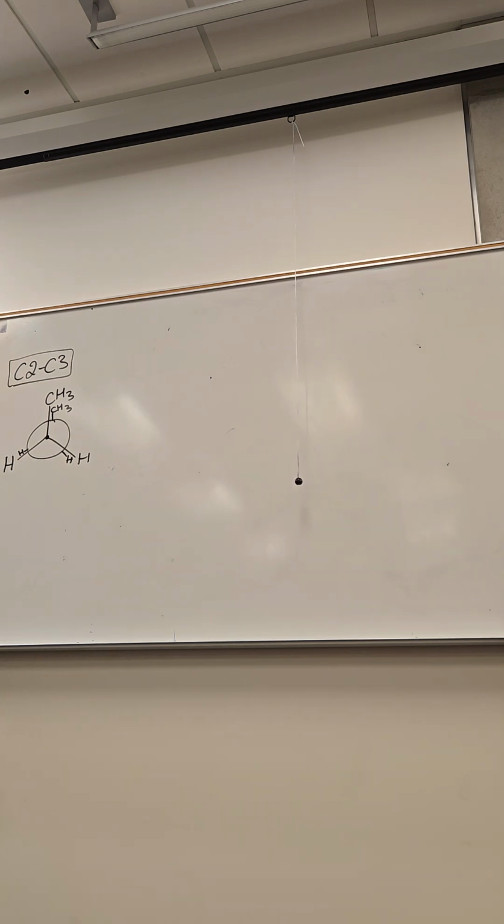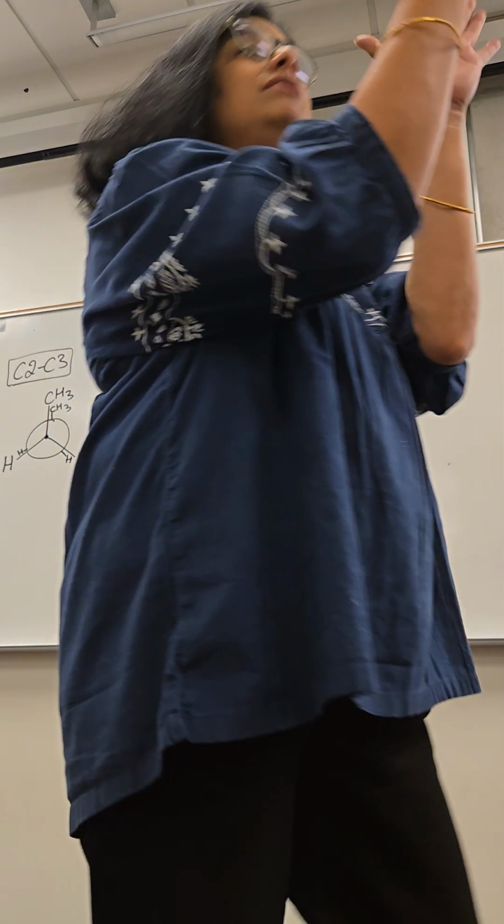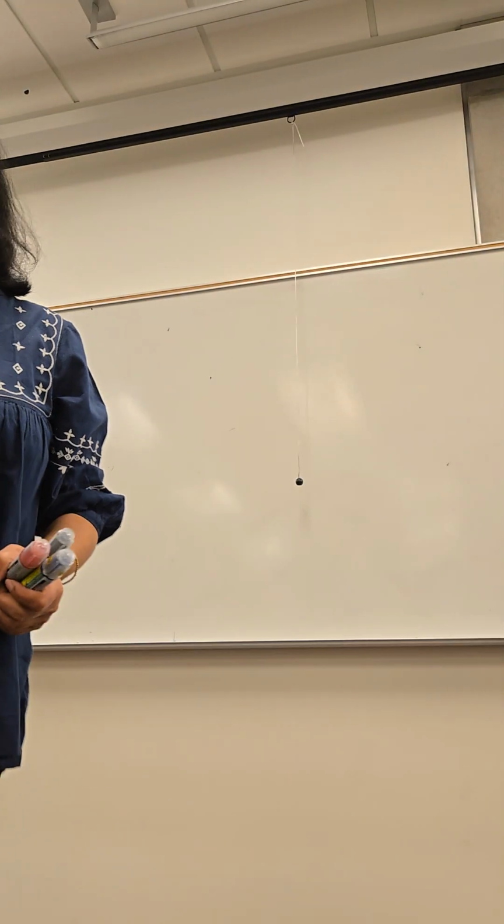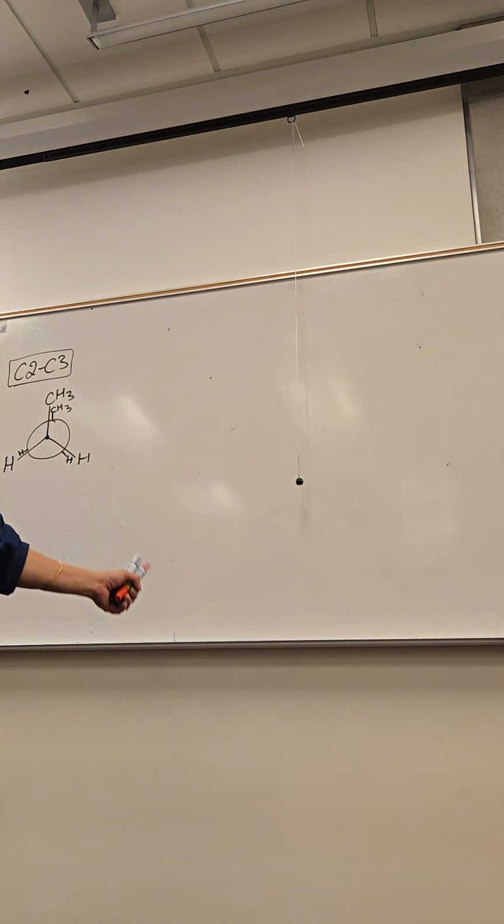Eclipsed. Okay, so in eclipsed, see, in ethane it didn't matter because they were all hydrogens. Here it matters because 2 of those are methyls and the other is a hydrogen. So make an eclipsed conformer where the methyls are eclipsing each other. The dihedral angle between the methyls is 0 degrees. Does that sound okay, everybody? Yes? Everyone has that? Cool.